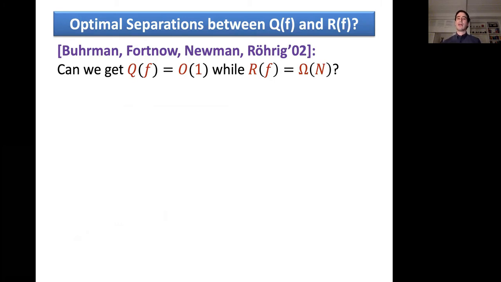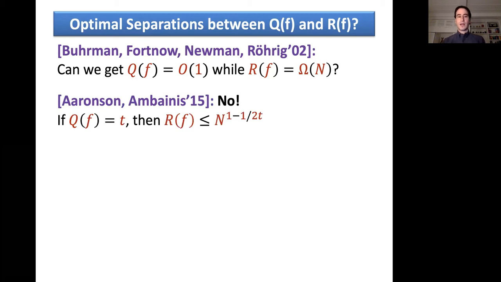You would have to read the entire string to know whether the promise holds if you're using a randomized algorithm, but you can do it with constantly many queries if you're using a quantum algorithm. This turns out to be false. Aaronson and Ambainis showed that any quantum query algorithm that makes t queries can be simulated by a randomized query algorithm that makes n to the 1 minus 1 over 2t queries. So if t is constant, the randomized query complexity is sublinear.